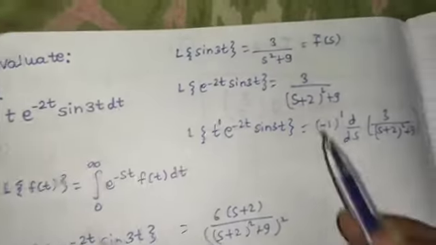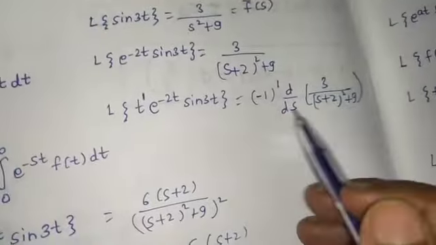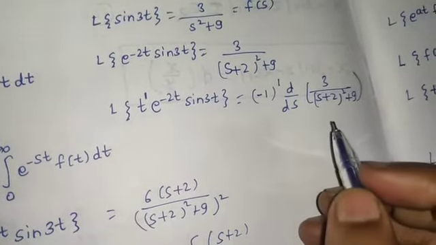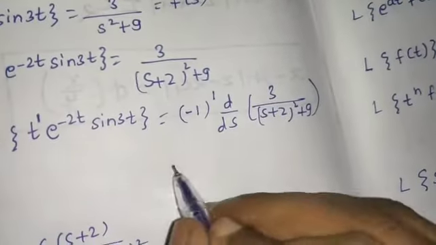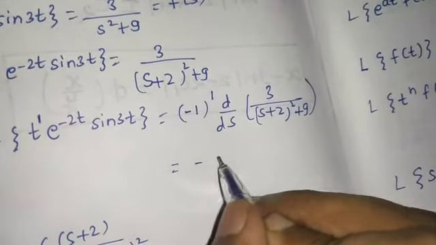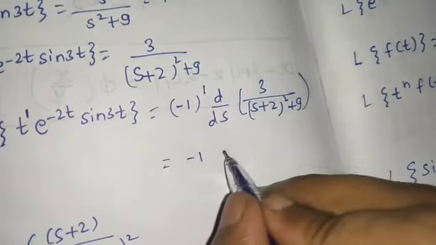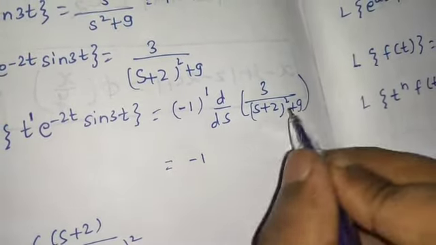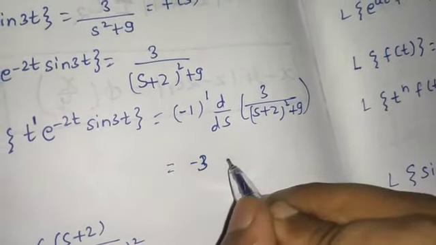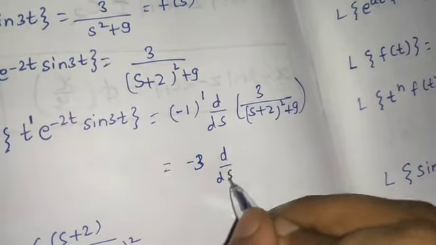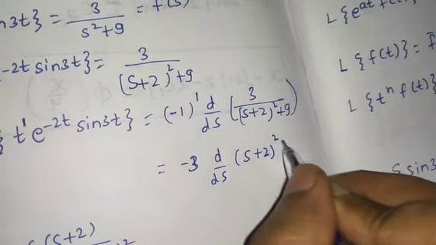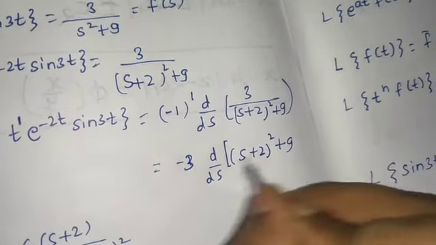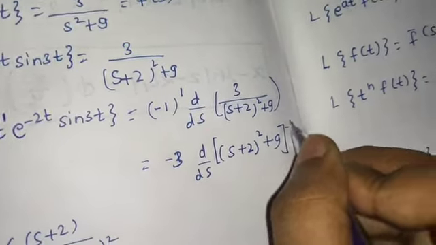So I hope you understood this question. This way also you would have solved this. What you have done, so this is minus 1. Now this 3 I can take out, so no problem. D by ds of (s plus 2) whole square plus 9, power minus 1.